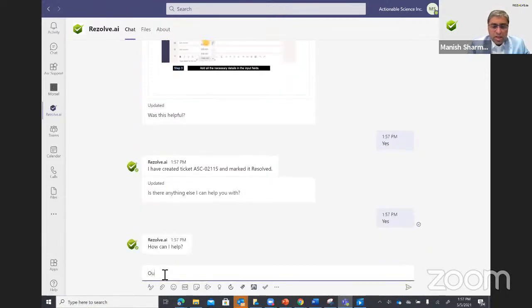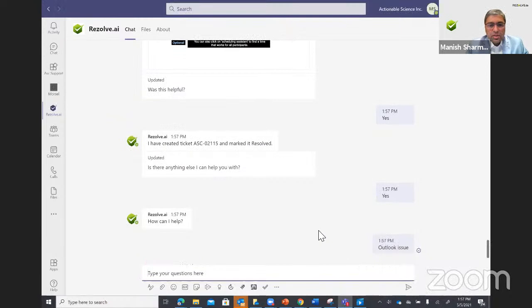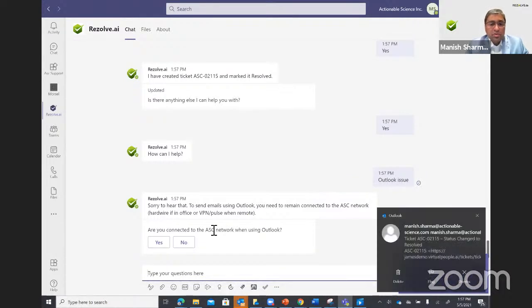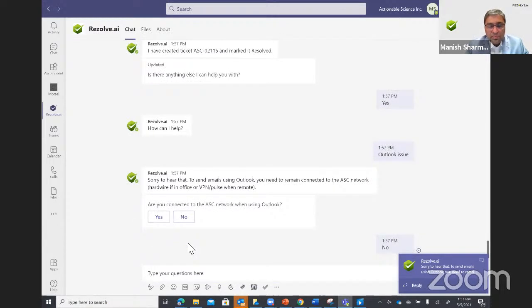So for example, if I have an Outlook issue, right? And I didn't say much. I don't know if you noticed, I didn't say too much. I just said Outlook issue. So the bot says, sorry to hear that. Empathetic bot, who would have known? And then asks, have you done this? So it's basically trying to triage the problem.